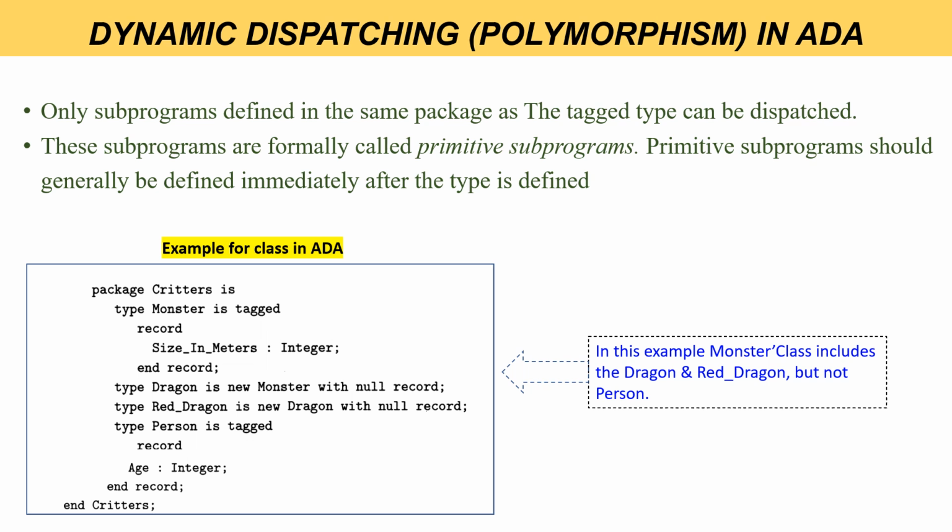So only subprograms defined in the same package as the target type can be dispatched. These subprograms are formally called primitive subprograms. Primitive subprograms should generally be defined immediately after the type is defined.